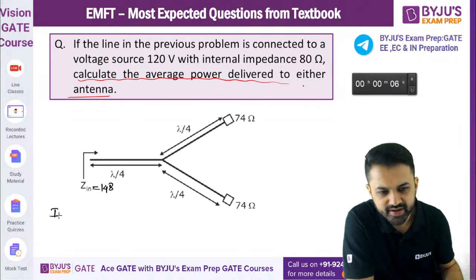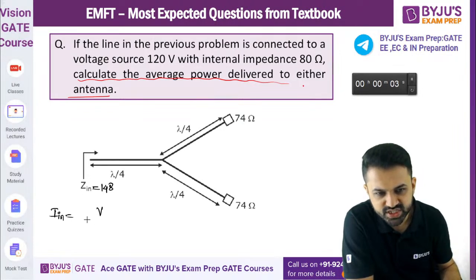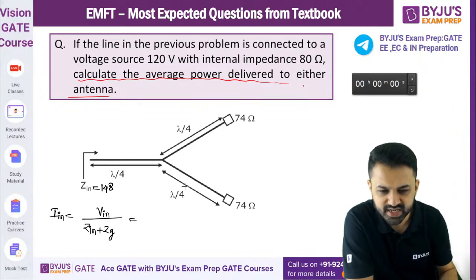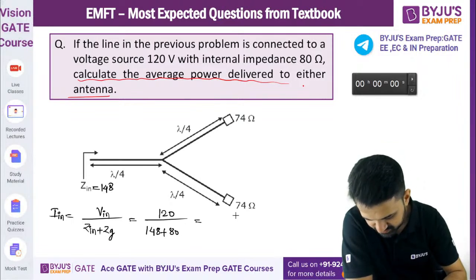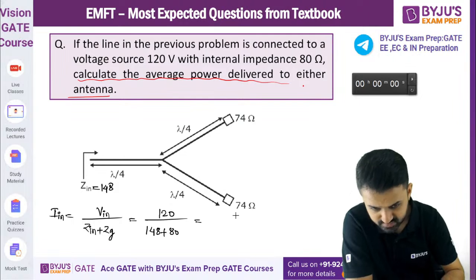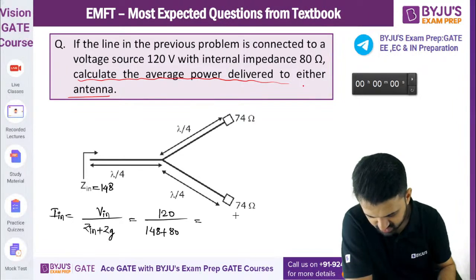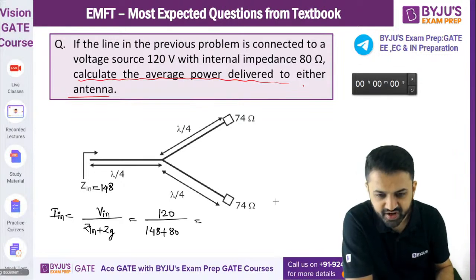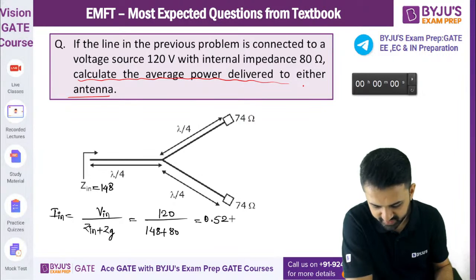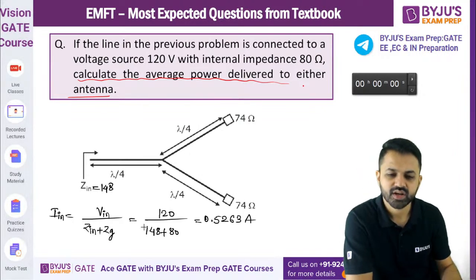So what is the current? The current is the voltage at the input side divided by input impedance plus Zg, the generator impedance, that is 80. So V in is 120 divided by 148 plus 80. So how much is the current? So it is 0.5263 ampere. Okay, this is the current.